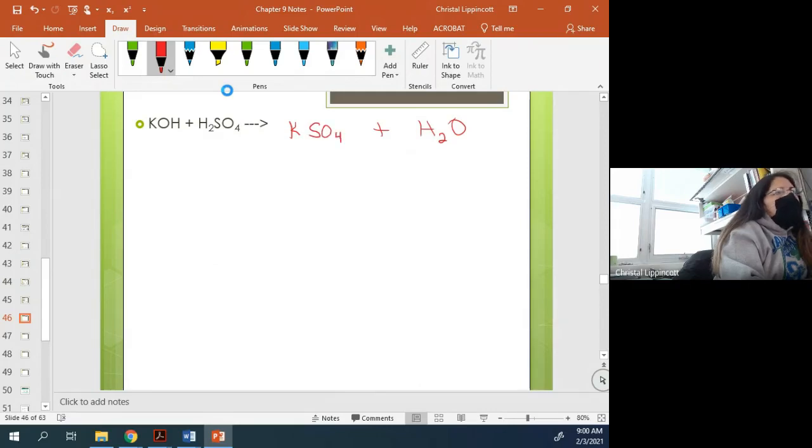Now, this has a charge of +1. This has a charge of -2. So I need to make sure that I've got that formula balanced before I carry on. If water is one of your products, that is a liquid, that is going to make the reaction run. We need to look up on our solubility chart our potassium sulfate to see what we're going to label that.